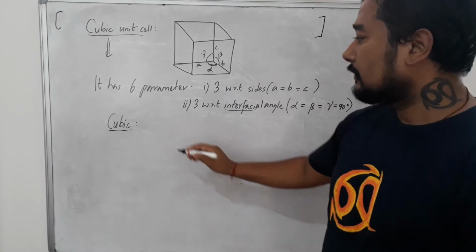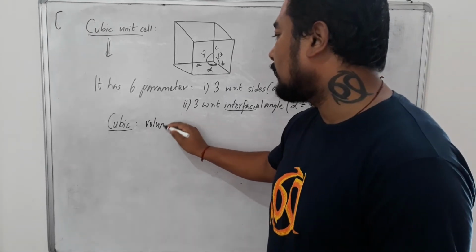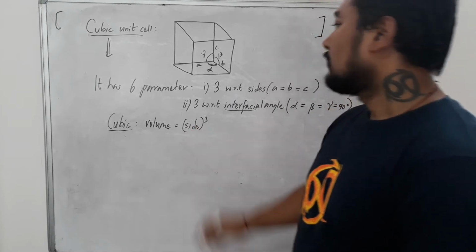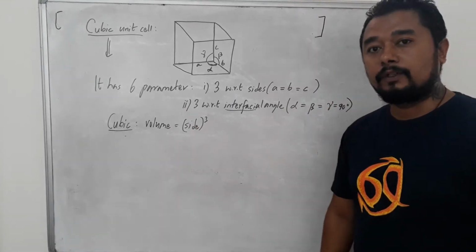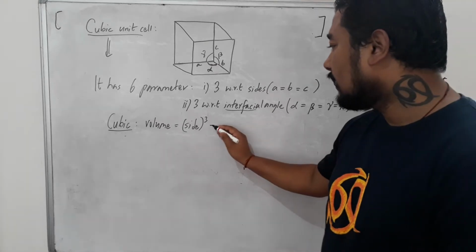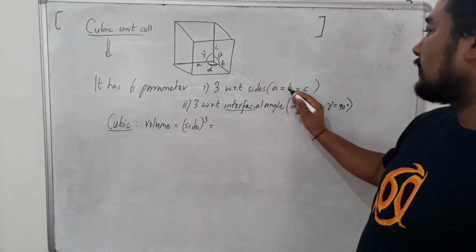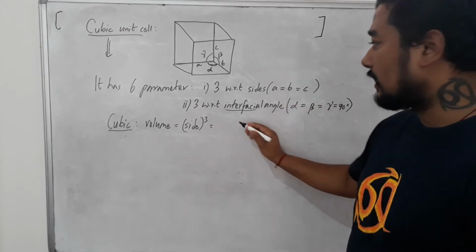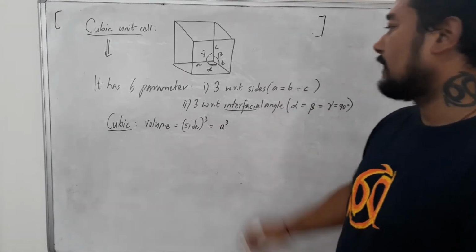So do remember, the volume formula of a cube is side cube. The formula of the volume of a cube is side cube, and you know that all sides are equal here. A is equal to B equal to C. So let us consider all of them as A, all are equal to A. So the formula is A cube.